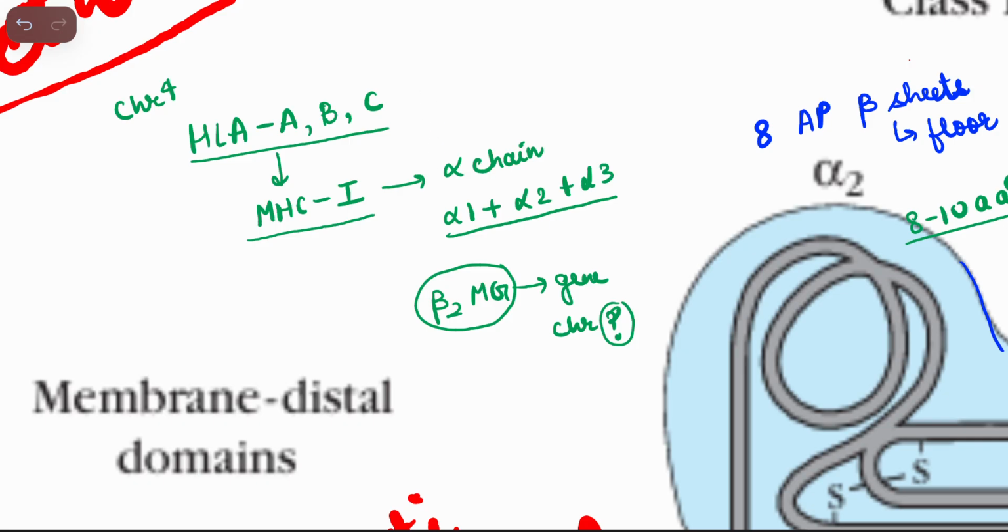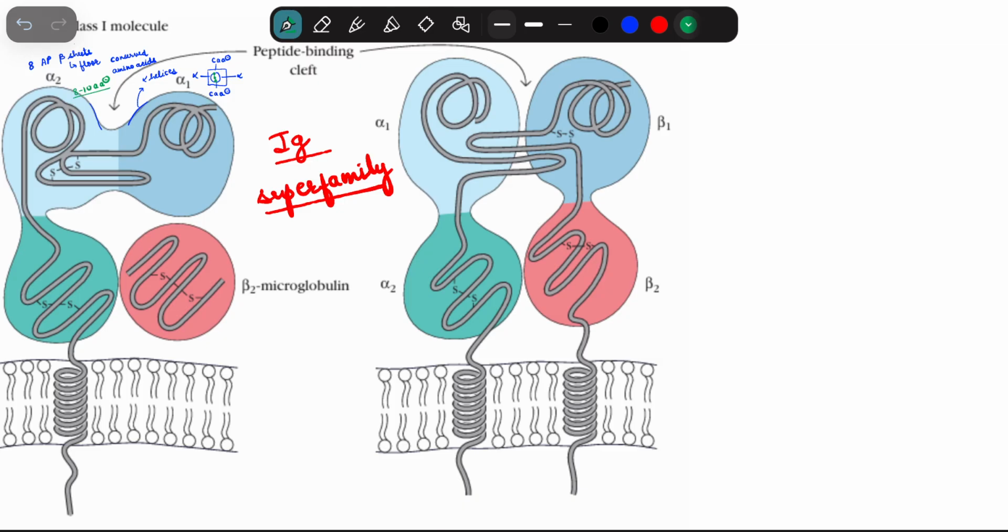Now let's move on to the MHC class 2 structure. This is how a typical MHC class 2 structure looks, and it is popularly called the dimer of heterodimers. Why are they called so?